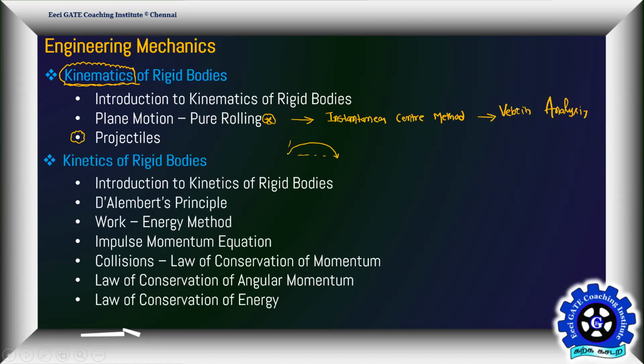Here you will be getting an introduction to kinetics of rigid bodies, D'Alembert's principle, work energy method, impulse momentum equation, and collisions. In that, the law of conservation of momentum, law of conservation of angular momentum, and then law of conservation of energy. Okay, it's a big chapter. You will be spending a minimum of 10 lectures. More than 10 lectures are required to complete kinetics of rigid bodies. It's a complete package.